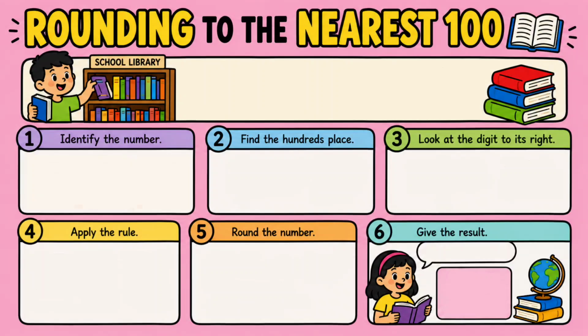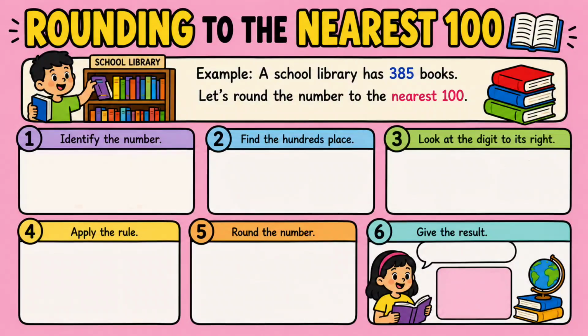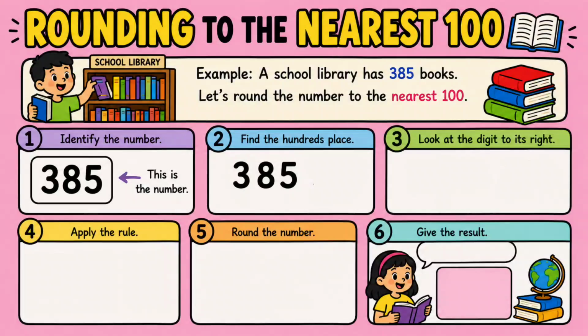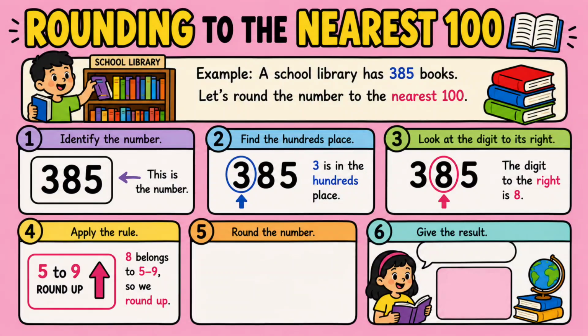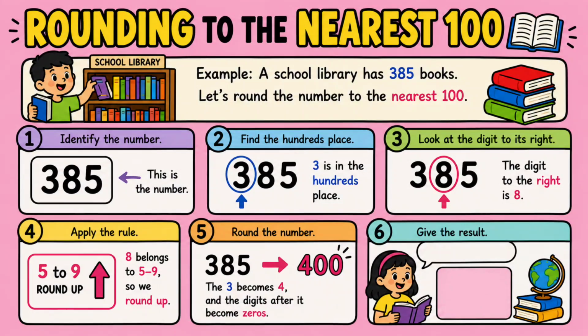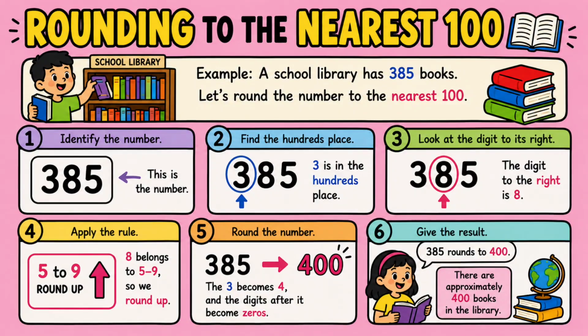Now imagine that a school library has 385 books, and we need to round the number to the nearest 100. The digit 3 is in the hundreds place, and the digit immediately to its right is 8. Since 8 tells us to round up, the 3 becomes 4, and the digits after it become zeros. Thus, 385 rounds to 400, which means there are approximately 400 books in the library.